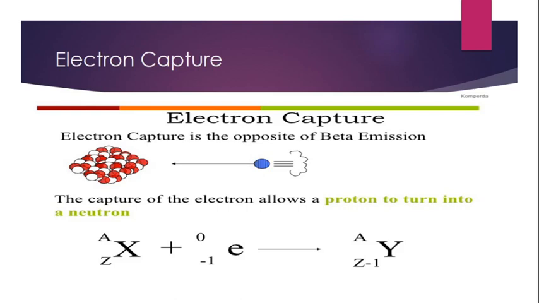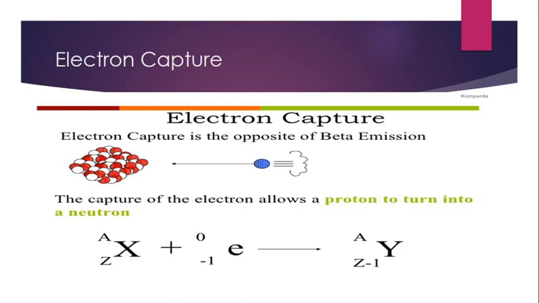So how we can write the equation? XAZ. It is a parent nuclei. You can put a star there in order to represent that nuclei to be in an excited state. So XAZ star plus electron giving you another nuclei Y with Z minus 1 and A.